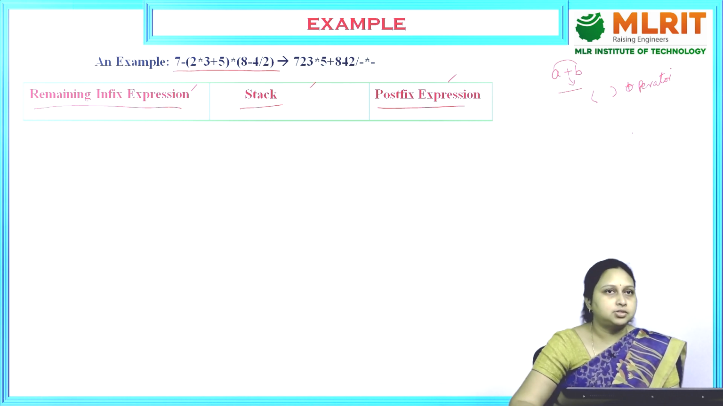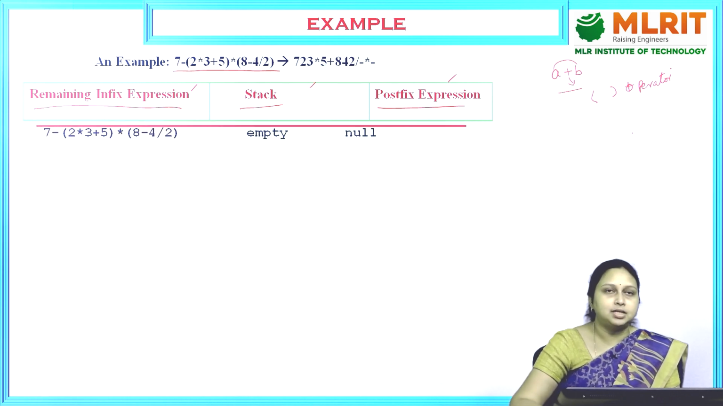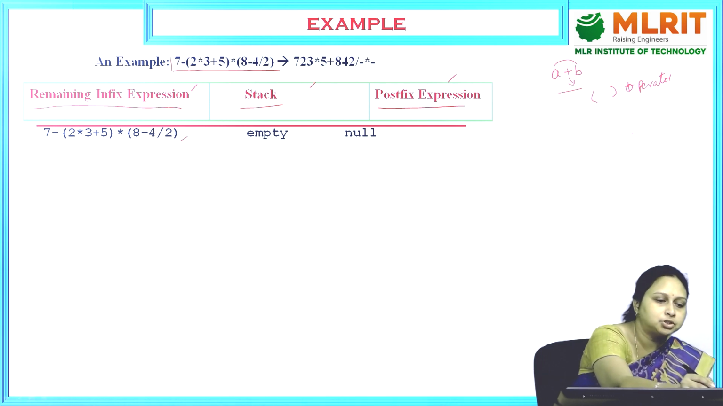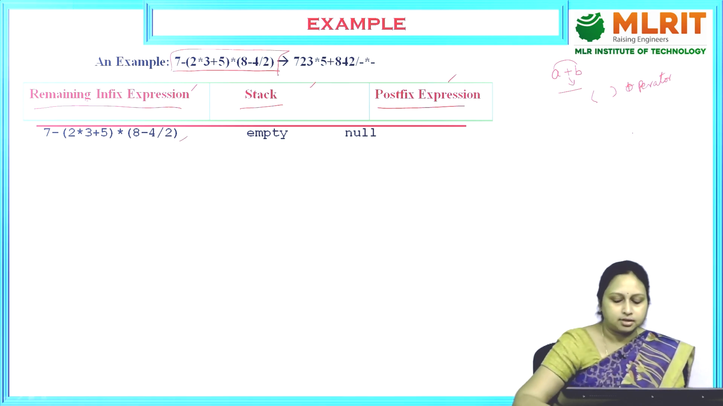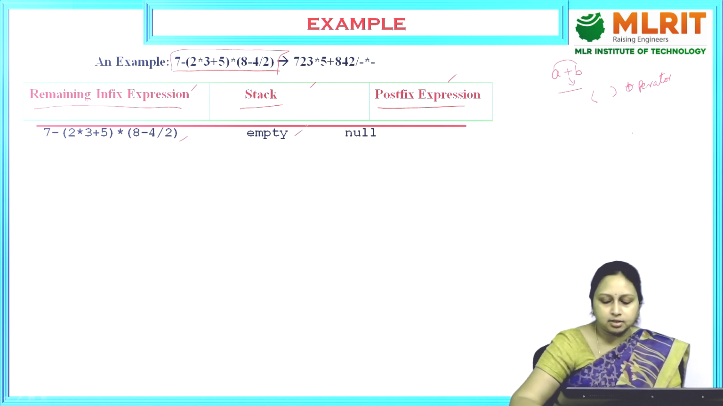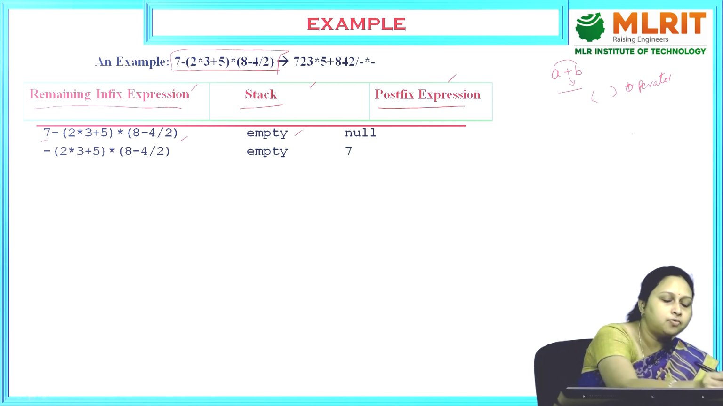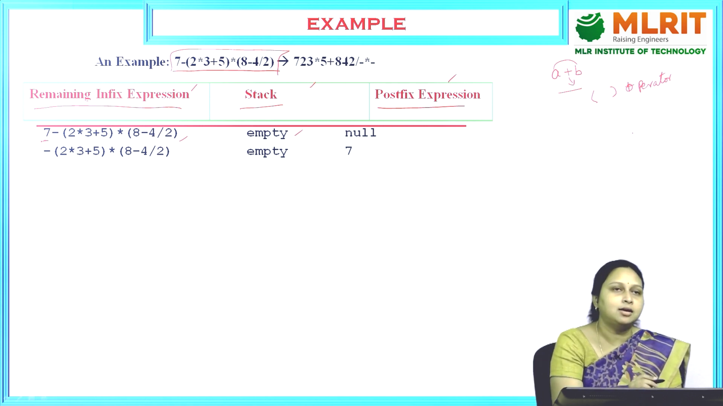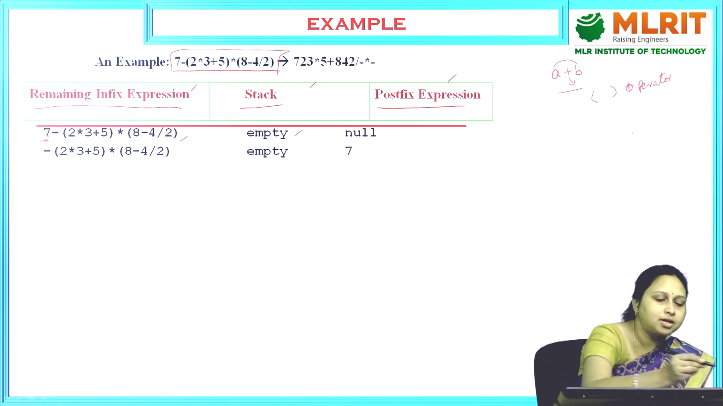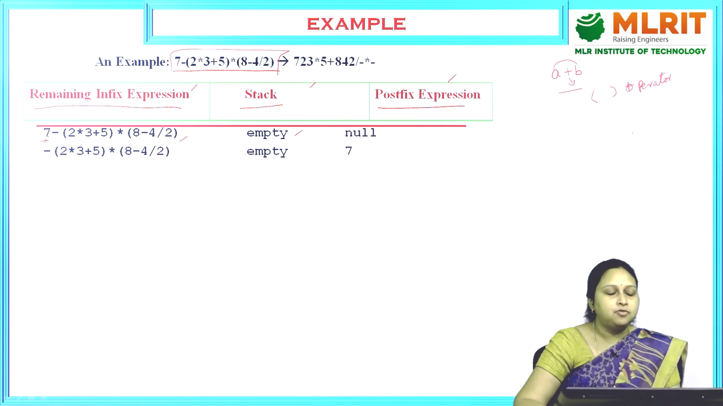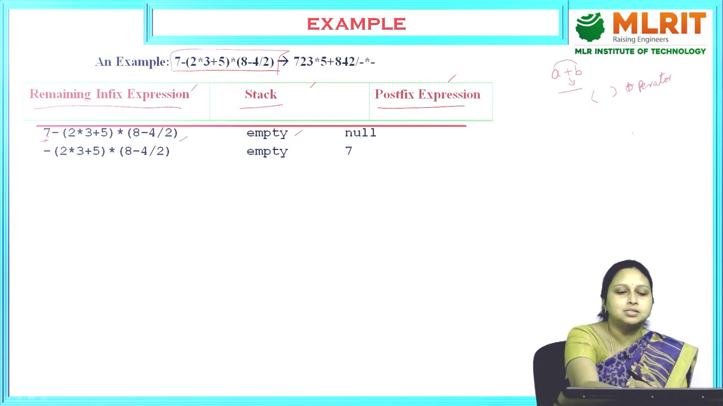First, take the complete infix expression I have taken. Initially, the stack is empty and the postfix expression is null. Now I am going to scan the infix expression from left to right. The first symbol is 7. If I find a constant value or an operand, it is placed in the postfix expression. That's why we are placing 7 in the postfix expression.